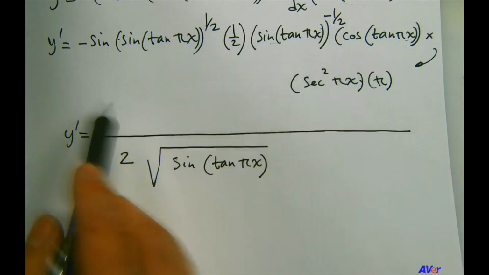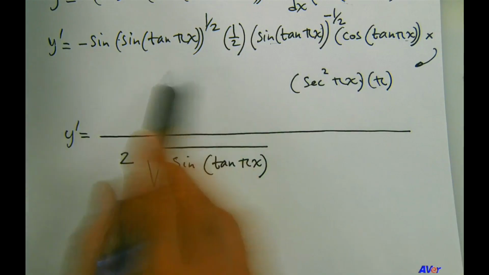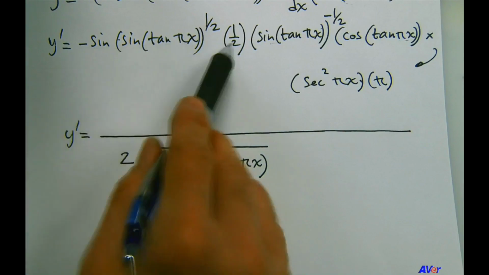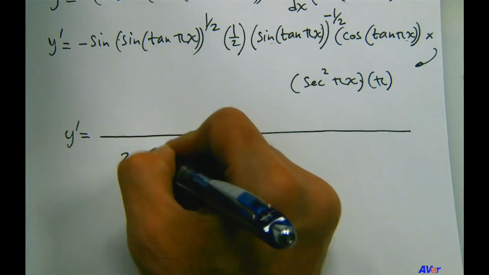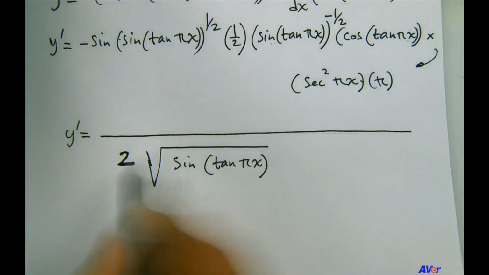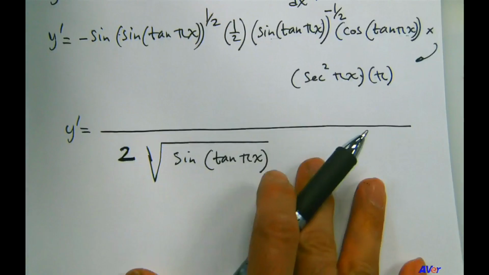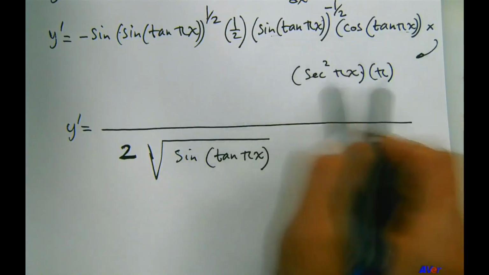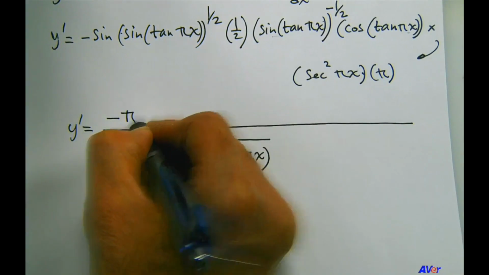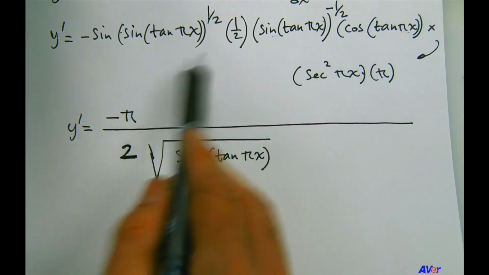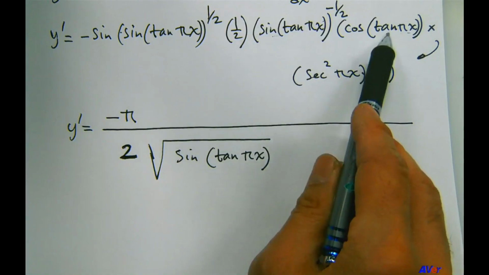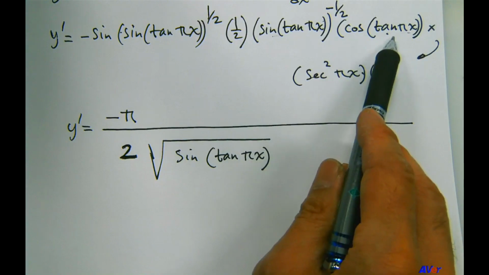So then we have minus, let's look for constants and put them in the beginning. So we have a minus here. The 2 is taken care of down here, right? That's that 2 times all of that. And then what else? We have a pi here. So let's say minus pi. And then what else do we have? We've taken care of that. Then we have cosine of tangent pi of x.